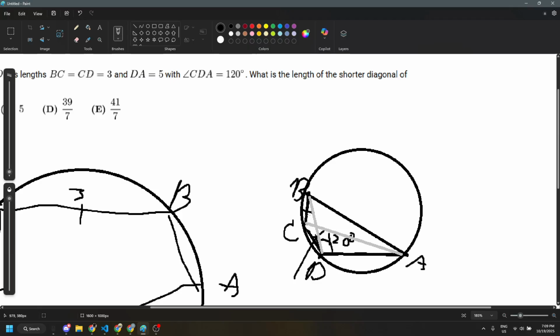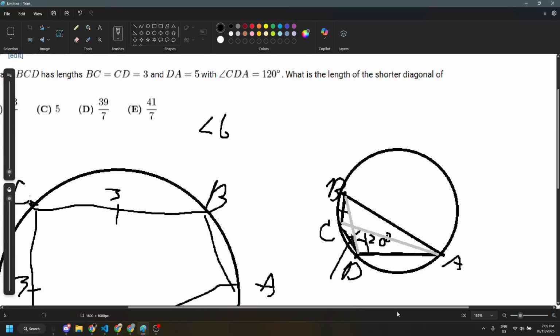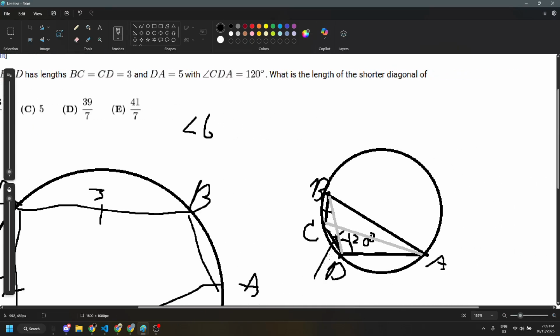Well, since it's the longest side of this triangle, it's going to be greater than 6. Sorry, is it greater than 6? It's less than 6, which all of these are, so it doesn't eliminate anything. How do we get this? So we have an isosceles triangle.